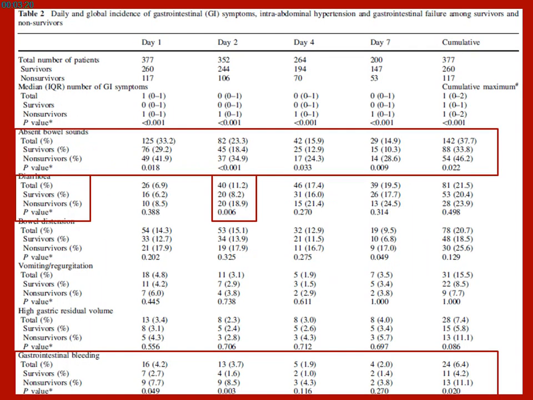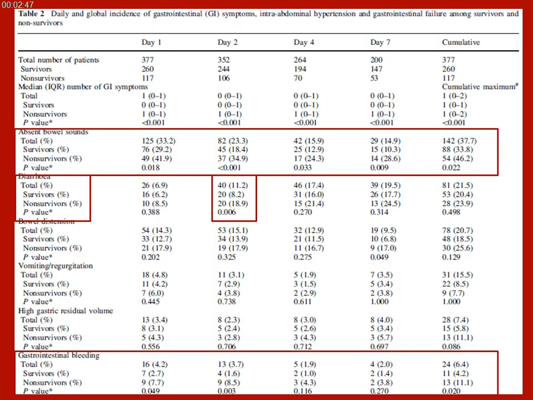And we found, and it was really unexpected, that absence of bowel sounds was associated with mortality on all days, day 1, 2, 4, and 7. That diarrhea was associated only on 1 day, and GI bleeding on 3 of the 5 days. And it also showed that bowel distension, vomiting, and high gastric residual volumes were not associated with mortality.